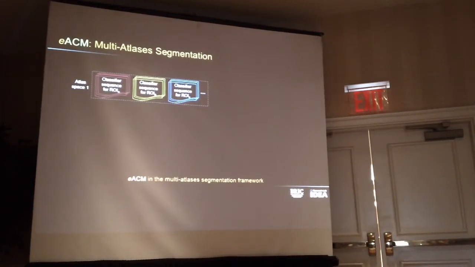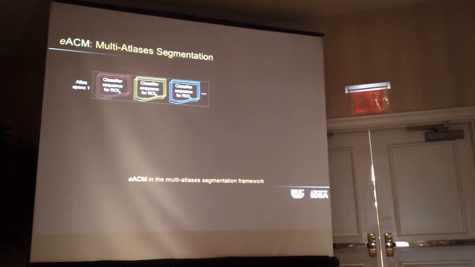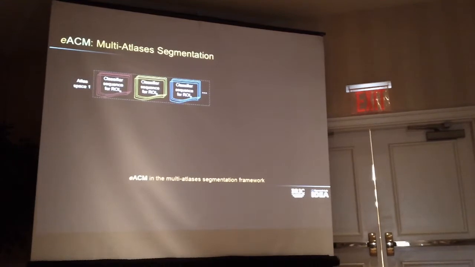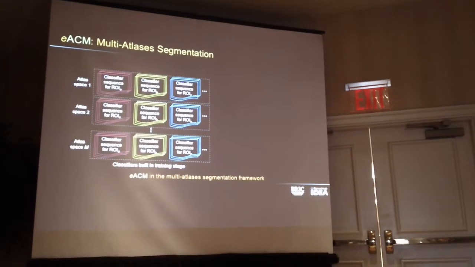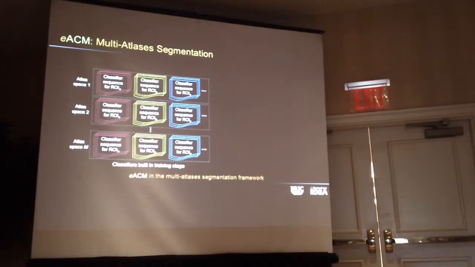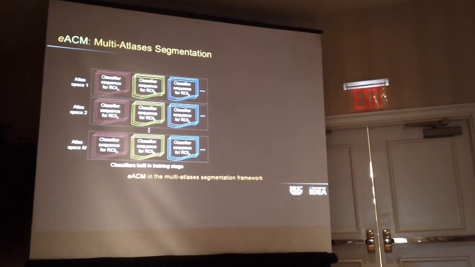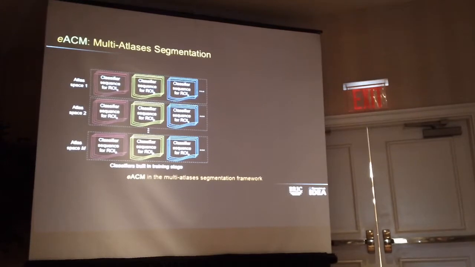Similarly, we can align all the training images to the second training image, so we can get classifiers in atlas space 2. So if we have N training images, we can get the classifiers in atlas space.